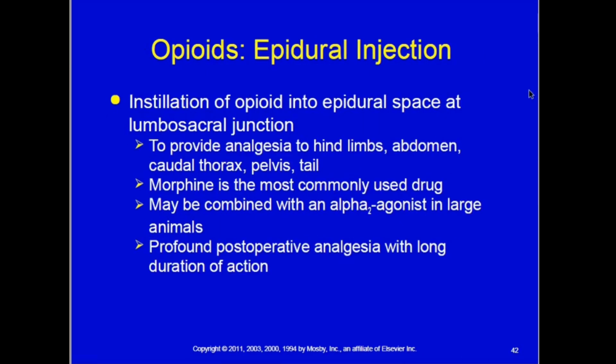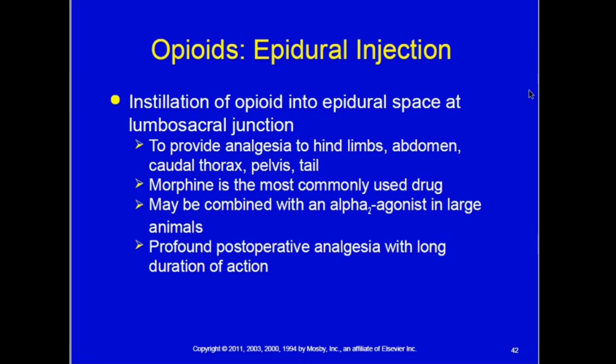Opioids can be used as an epidural injection. What we do is we instill opioid into the epidural space at the lumbosacral junction. It provides analgesia to hind limbs, abdomen, thoracic cavity, pelvis. Morphine is the most commonly used opioid in case of epidural injections. It may be combined with an alpha-2 agonist in large animals.